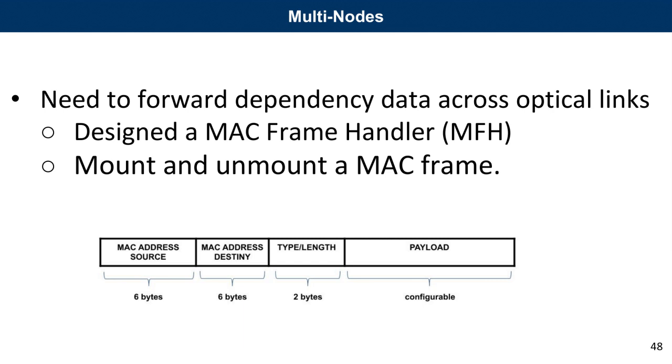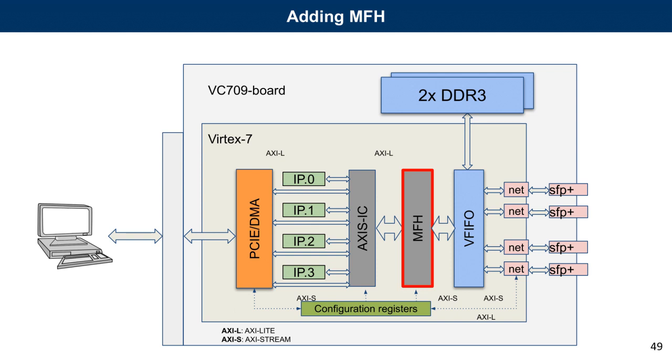The MAC frame has the following format: 6 bytes of source address, 6 bytes of destination address, 2 bytes for the size, and the rest is just payload. The MAC frame handler is located between the virtual FIFO and the AXI stream interconnect modules. It intercepts all data that arrives, removing the headers, or leaves the FPGA, adding the headers. It is also configured through the configuration registers.